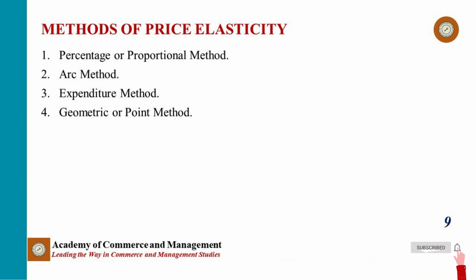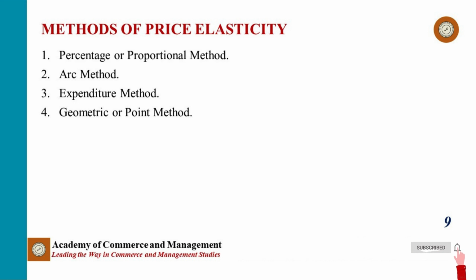The first method is the percentage or proportional method. As per this method, the price elasticity of demand equals the proportionate change in quantity demanded divided by the proportionate change in price. Or, it will be equal to the change in quantity demanded divided by change in price into initial price divided by initial quantity. The second method is arc method. According to this method, price elasticity of demand equals change in quantity demanded divided by change in price into original price plus new price divided by original quantity plus new quantity.